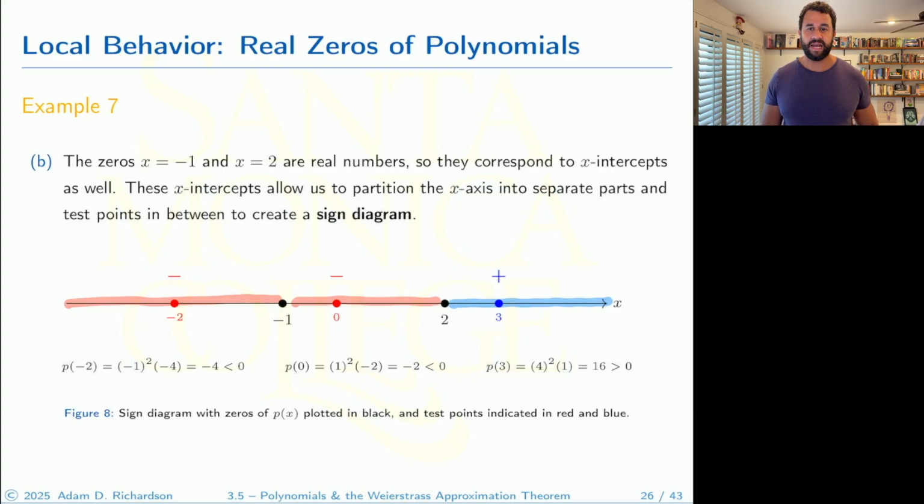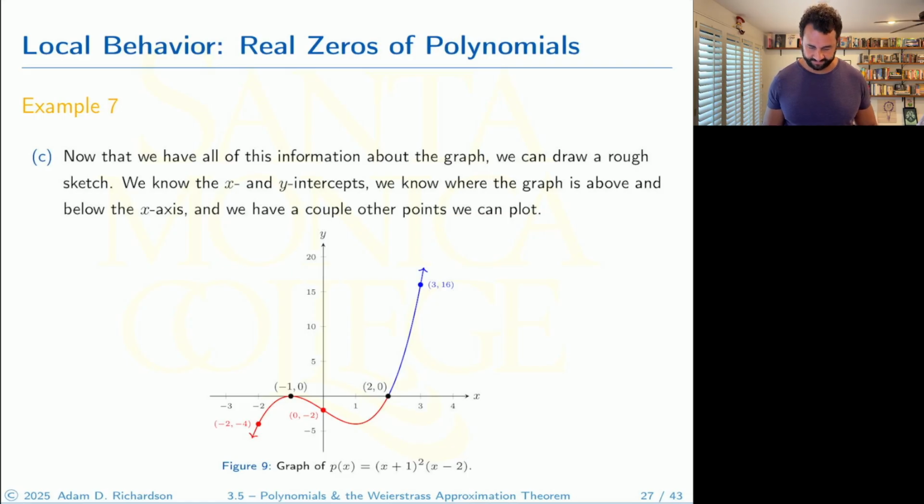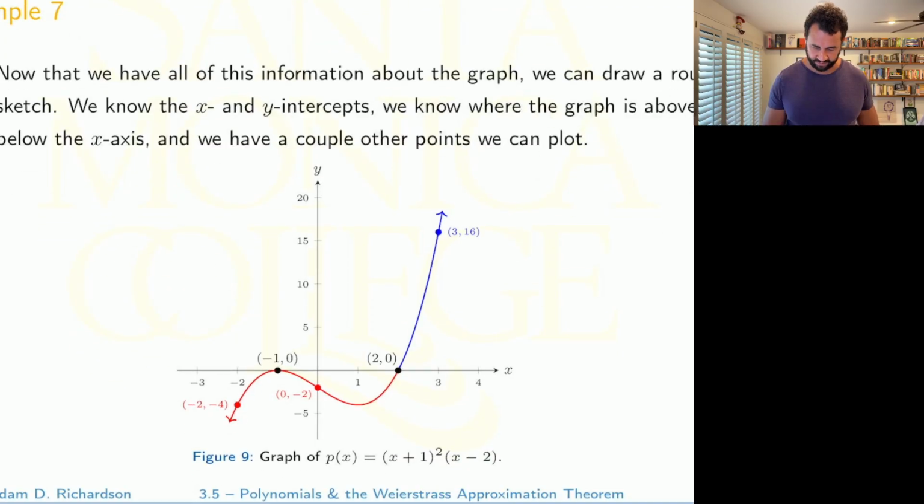And that's about it. Now we know it's a polynomial. We actually know what its degree is because we can just add up the multiplicities. And now we can graph it. Here it is. There it is. Let me zoom in just a tiny bit.